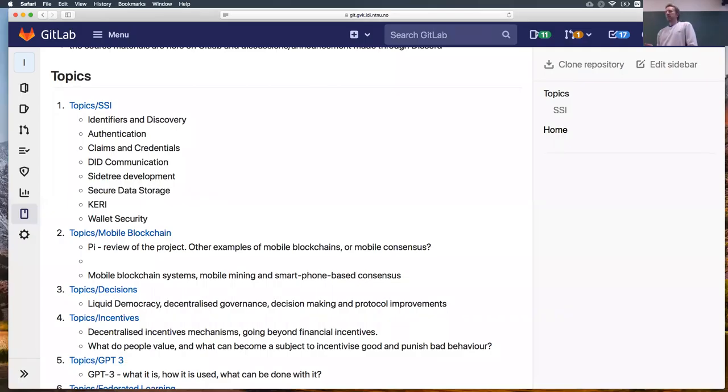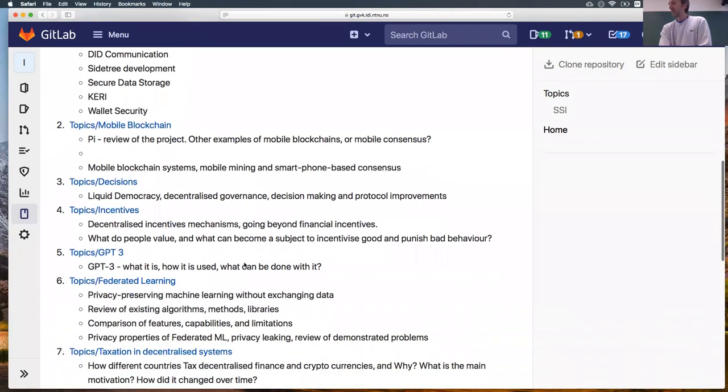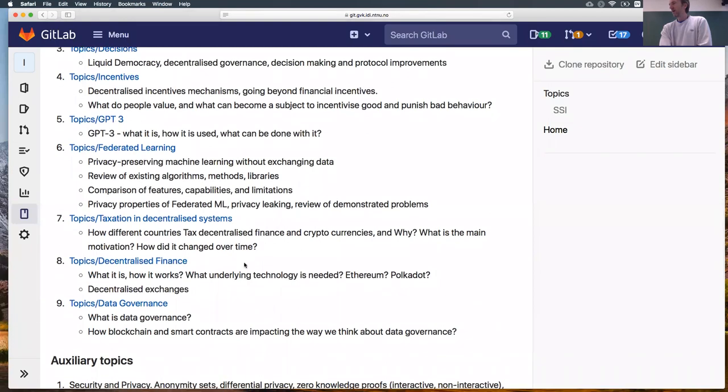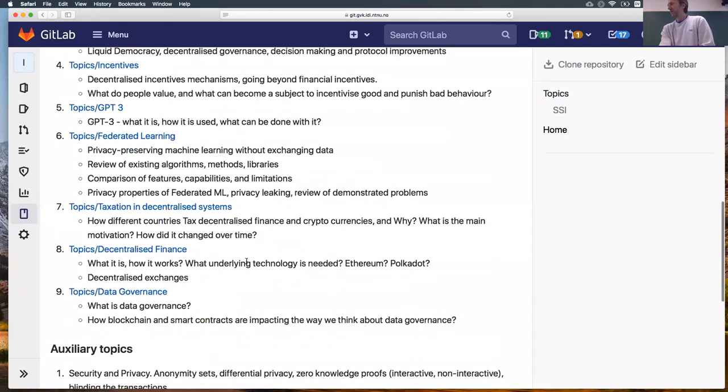All right, so the first task for today is to discuss the topics and to assign people to topics. Not everyone is here, so I don't think we will finish that part, but at least for those of you who are here, we can do that. So what I did, I identified 9 topics, which are basically here.